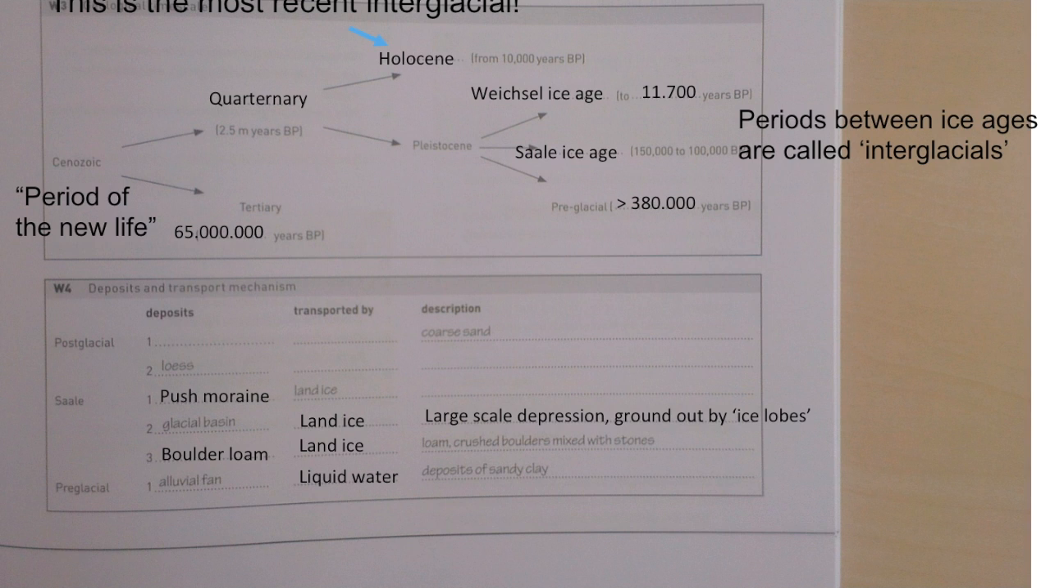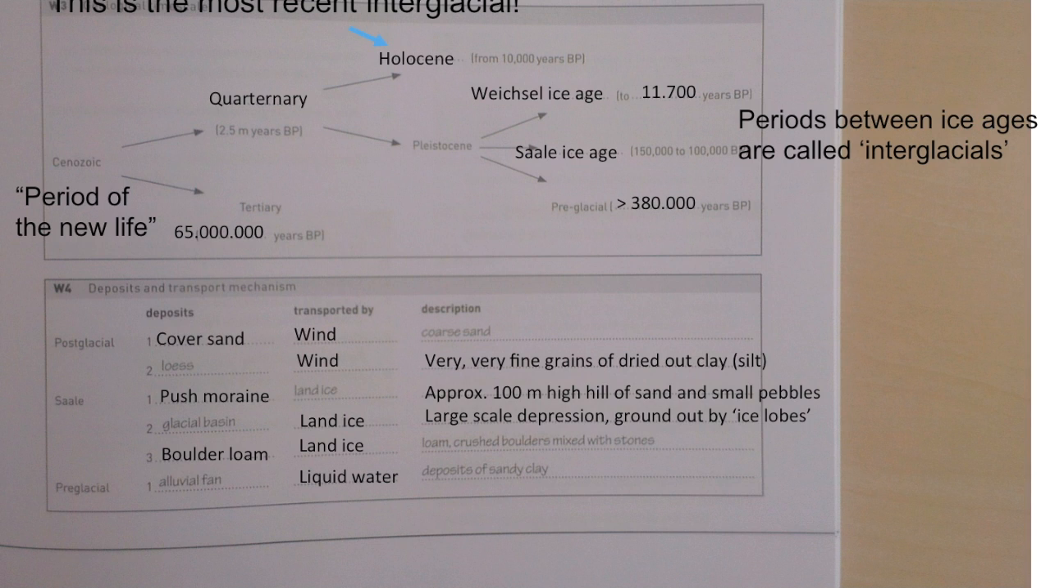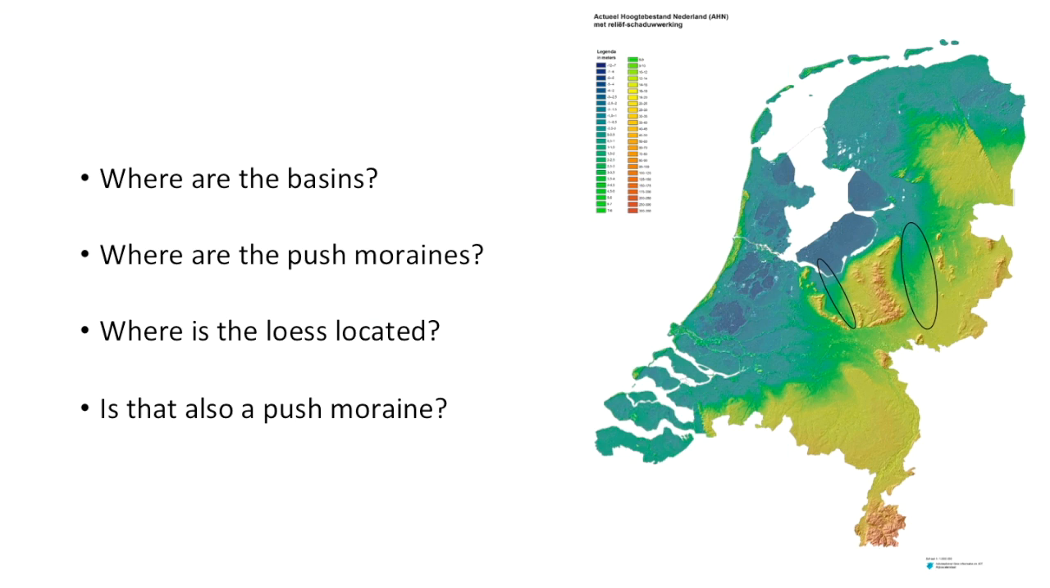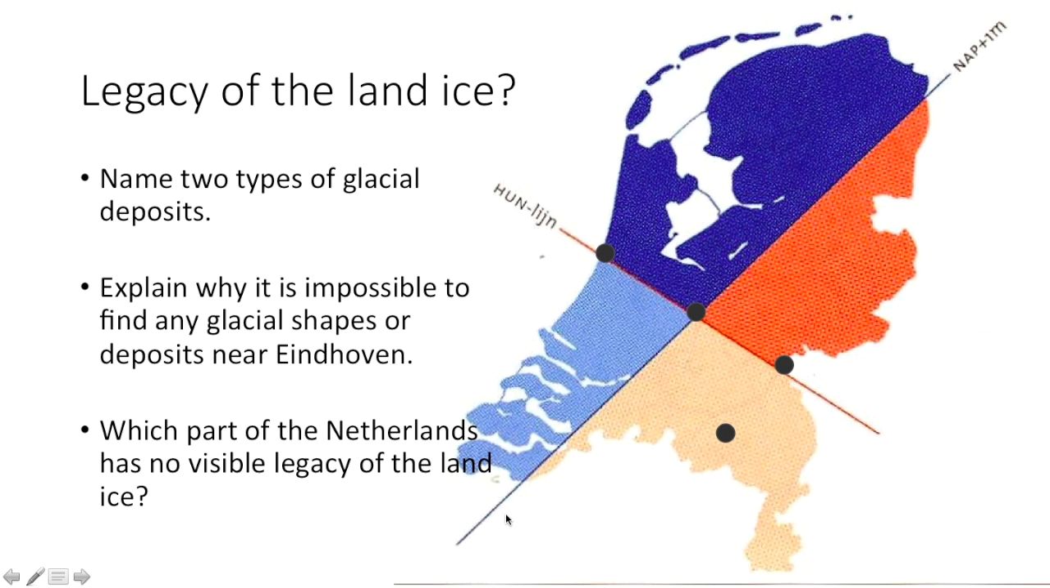And of course, my friend, the push moraine, formed by land ice, and they're approximately 100 meters high, and there are hills made of sand and small pebbles and unsorted material that was pushed up by the land ice. Then there are some postglacial deposits, both transported by the wind, the very, very fine grains of dried out clays called silt, and that's been put down only in southern Limburg. It's called loess. And the cover sands, they were put down everywhere, and that was coarse sand put down by wind. All right, that was it for the Pleistocene. Next lesson, we'll focus on Holocene, and I'll explain to you why the 1 meter plus NAP line in this map is so very important for the Dutch landscapes.